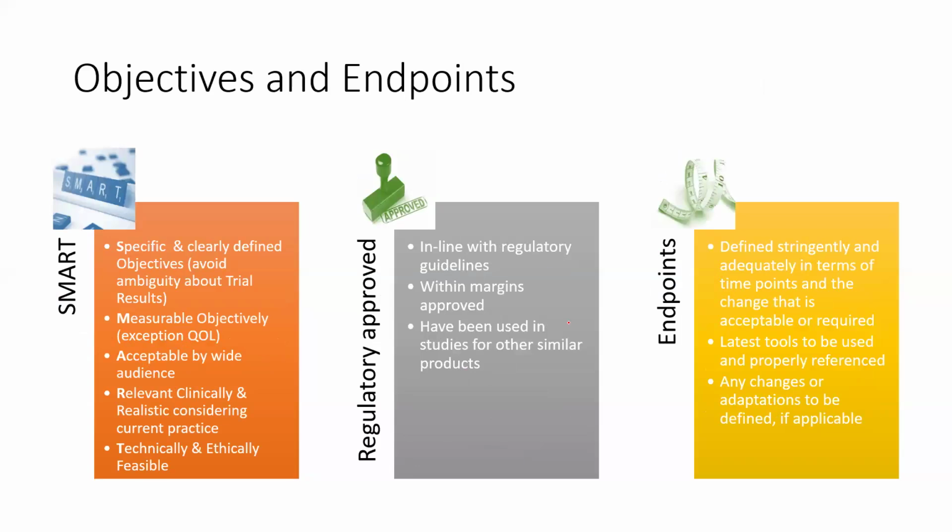Now coming to objectives and endpoints of your trial. So an objective is the goal of your trial, and it should always be SMART. SMART is basically specific, measurable, and clearly defined objectives. Measurable, you should be able to measure. Like I said, safety is your goal, and how will you measure? Number of adverse events, easily measurable. Relevant to the clinical trial which you are doing.